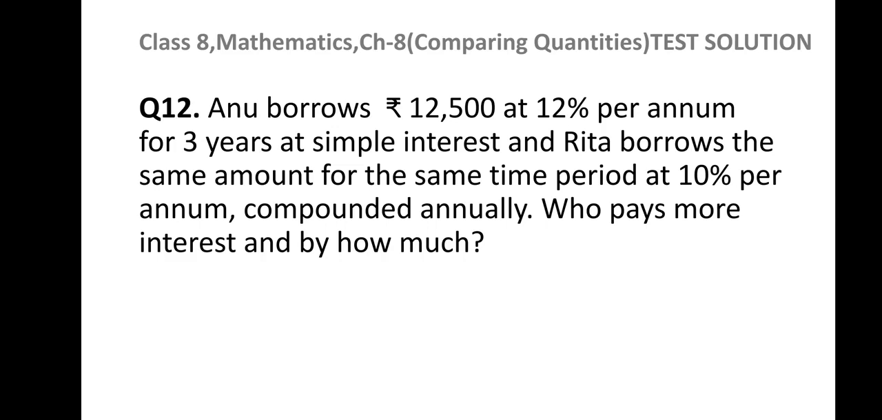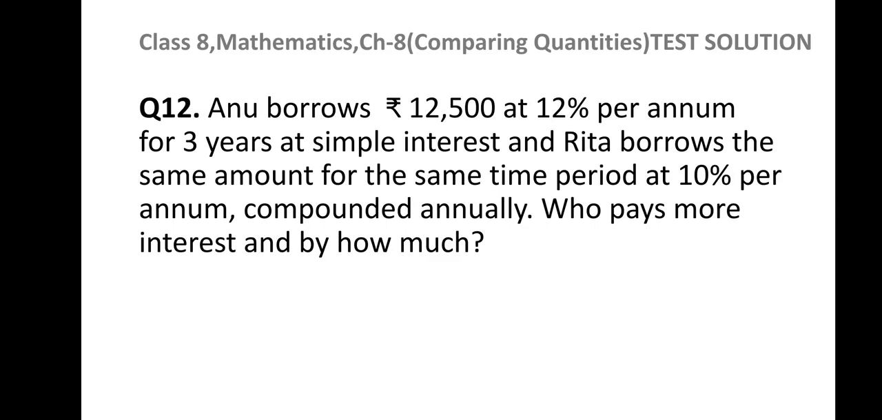Now, question number 12. Anu borrows rupees 12,500 at 12% per annum for 3 years at simple interest, and Rita borrows the same amount for the same period at 10% per annum compounded annually. Who pays more interest and by how much? This is question number 12. In this case, two girls are there. One has borrowed the money at simple interest and another at compound interest, and it is being compounded annually.